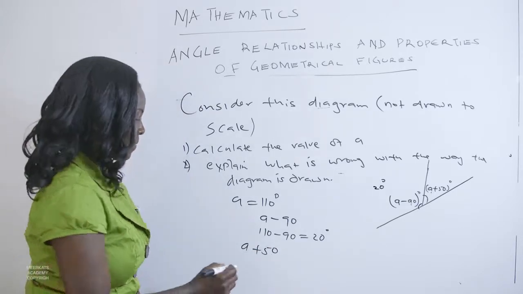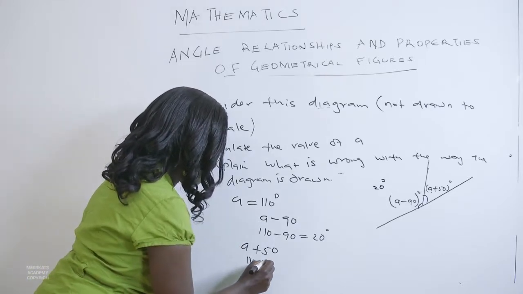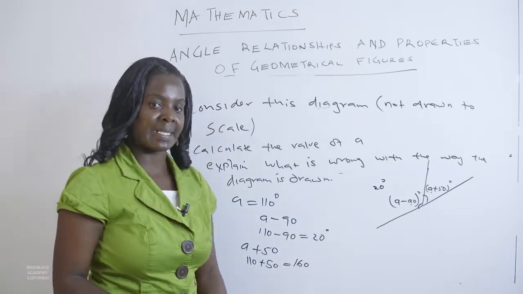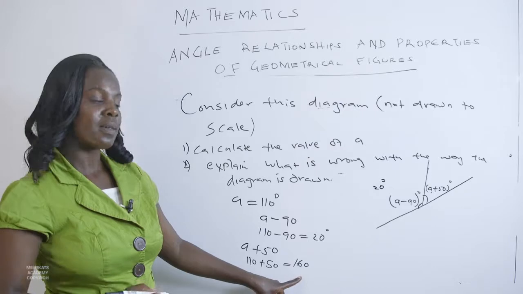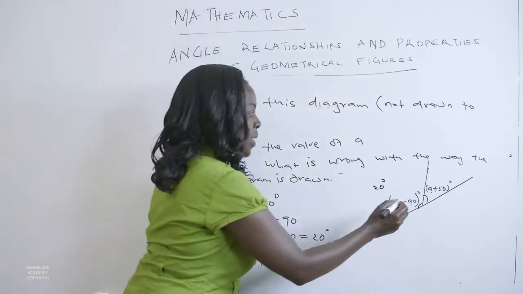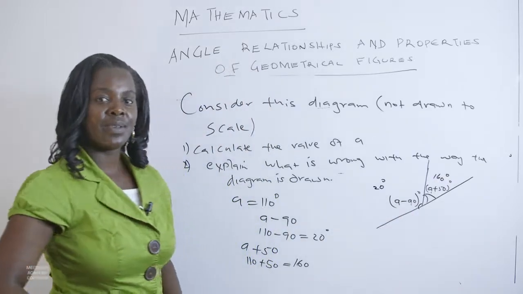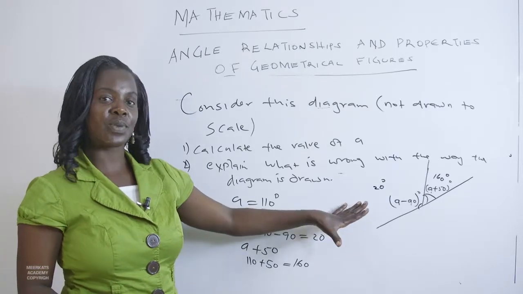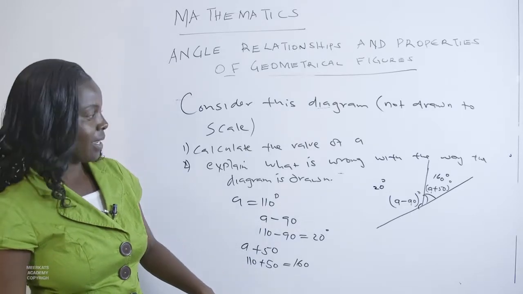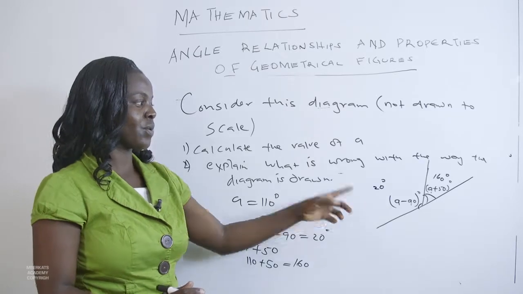A plus 50. A is 110. Let us substitute. That is 160. That is supposed to be 160 degrees. So here is 160. Can you now see the problem with the diagram? So what is the problem? A plus 50 should be a larger looking angle.